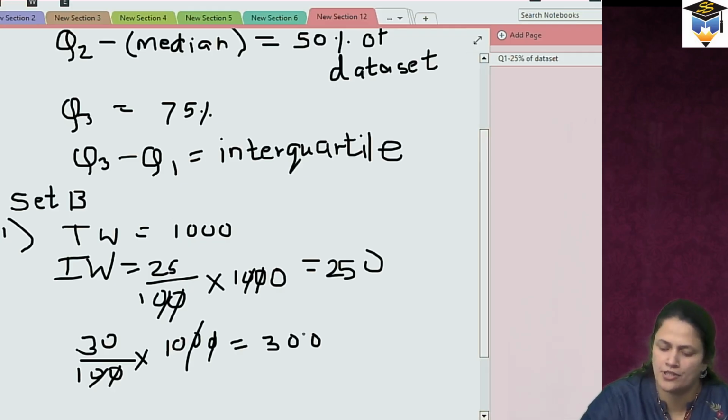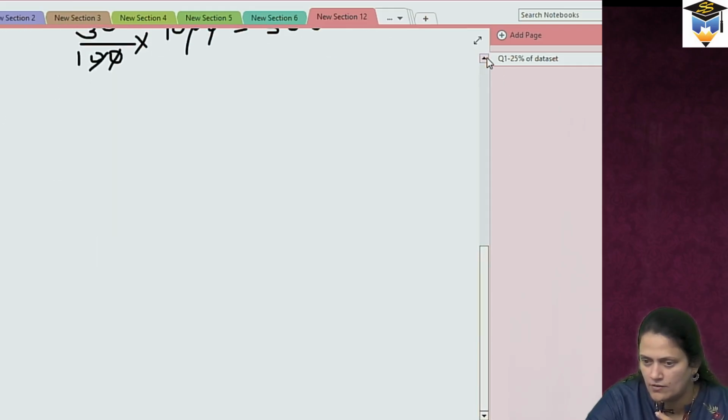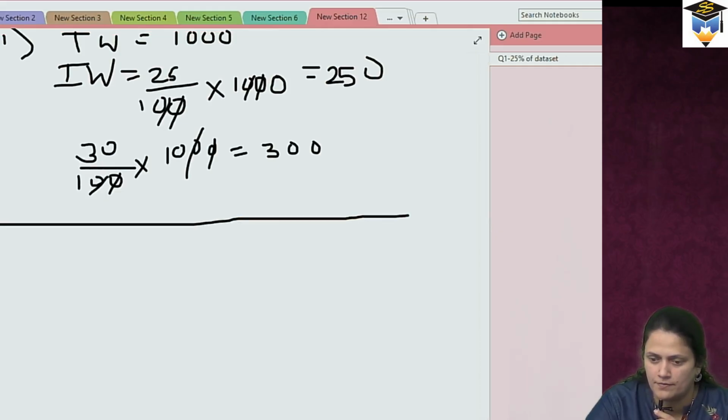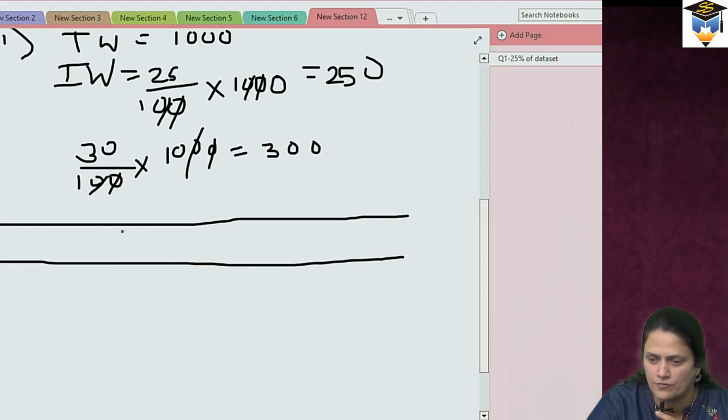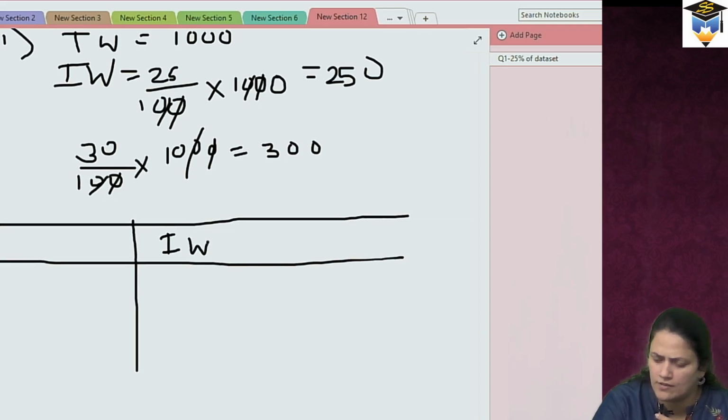Check if any other information is given. So let us draw a table. That becomes easier for us to write it down. So these are industrial workers. These are agricultural related. Just a minute.